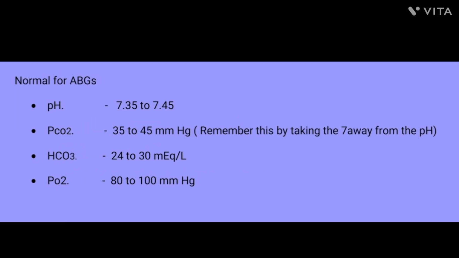Normal values for ABGs: pH, 7.35 to 7.45. PCO2, 35 to 45 millimeters of mercury. Remember this by taking the 7 away from the pH. HCO3, 24 to 29 milliequivalents per liter. PO2, 80 to 100 millimeters of mercury.